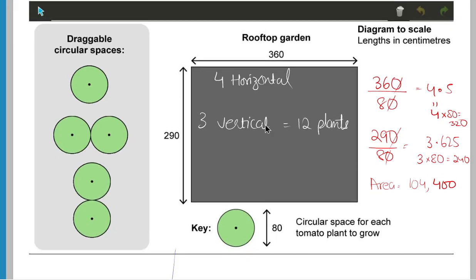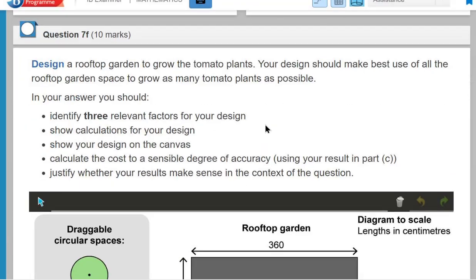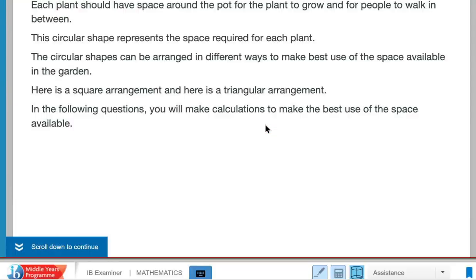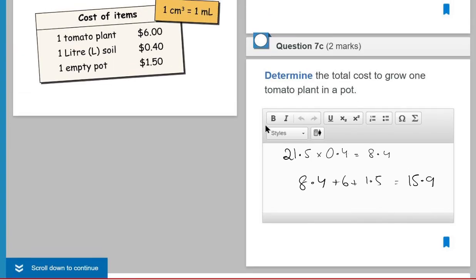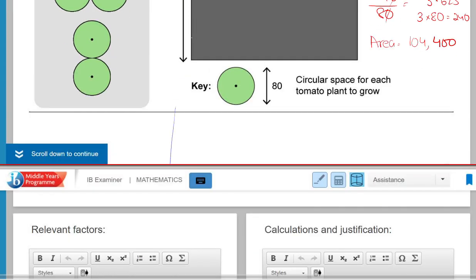Now, the total cost would be starting off with 12 plants, right? And what was the initial cost to grow one tomato plant? Yep, one tomato plant was 6. So 12 multiplied by 6 gives us an answer of 72, right? So that's how you're going to understand this idea.